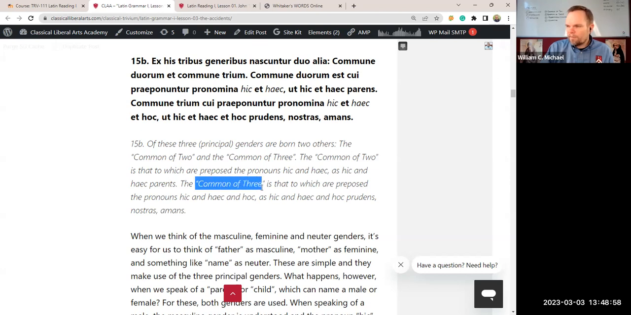Then we've got common of three, and common of three is a word that hic, haec, and hoc can stand before. So it can be masculine, feminine, or neuter. And the example that's given in the lesson here is the adjective prudens. Prudens means wise. And so if I wanted to say a wise man, I could say vir prudens. That means wise man. If I wanted to say a wise woman, I could say femina prudens.